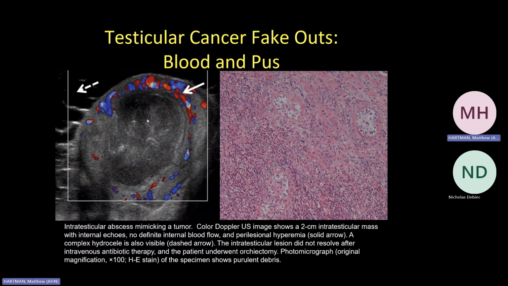So some fake-outs to be aware of. Here we have the testicle. There's a lesion inside the testicle. It's an intratesticular lesion, trying to decide solid or cystic. This looks like it has some meat to it, but also some low echo areas. So, is that necrosis? Is this a tumor with necrosis? That's what we thought. And the interesting thing is there's lots of blood flow around the lesion, but not so much inside the lesion. And this ended up being an abscess. So this can potentially be a fake-out for tumor.